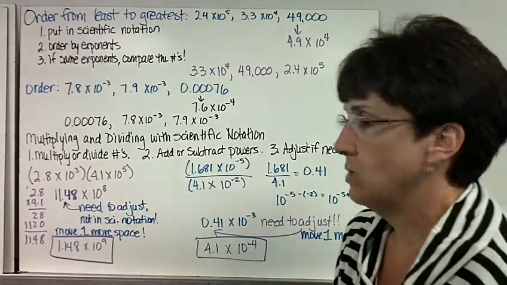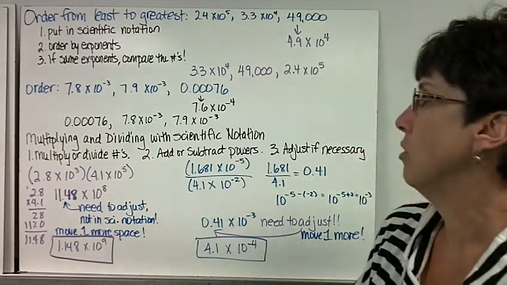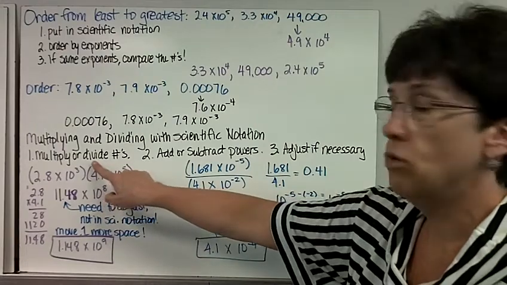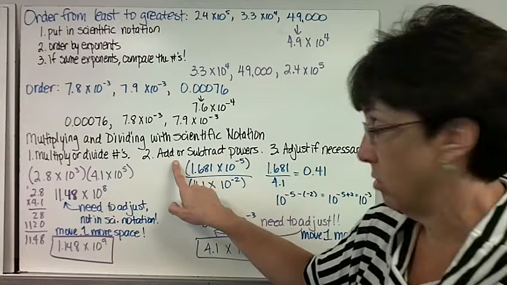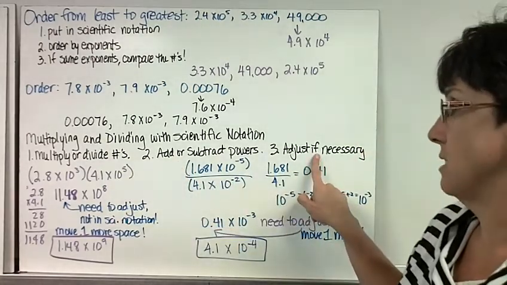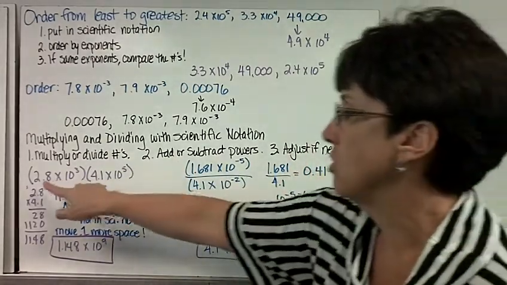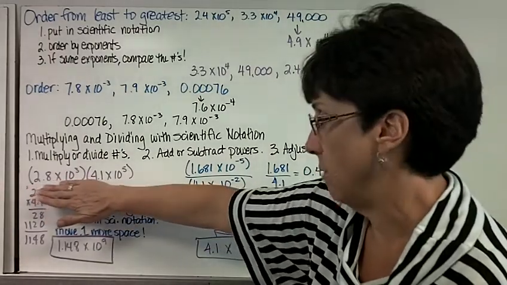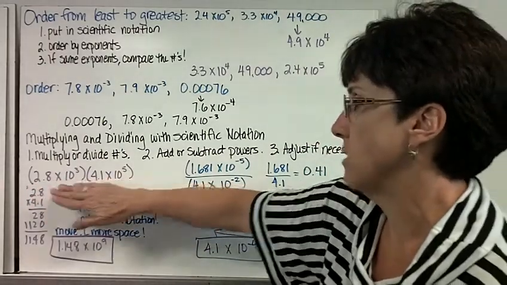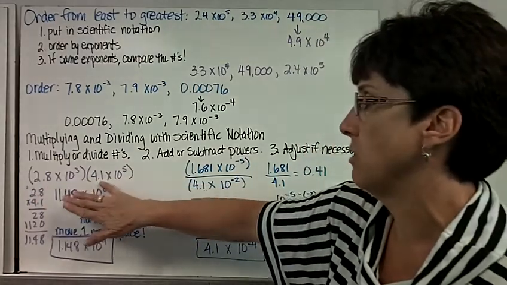Multiplying and dividing with scientific notation. Here are your 3 steps. Multiply or divide your numbers. Add or subtract your powers. Adjust if necessary. So here's example 1. 2.8 times 10 to the 3rd times 4.1 times 10 to the 5th. So this is scientific notation, this is scientific notation.